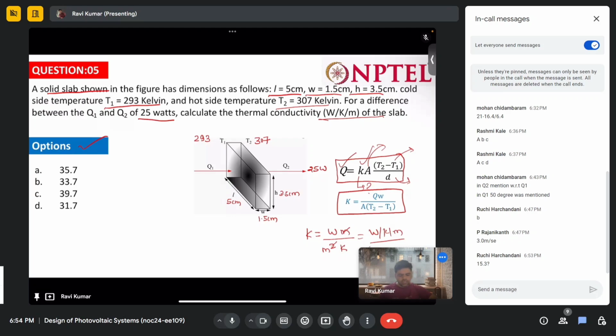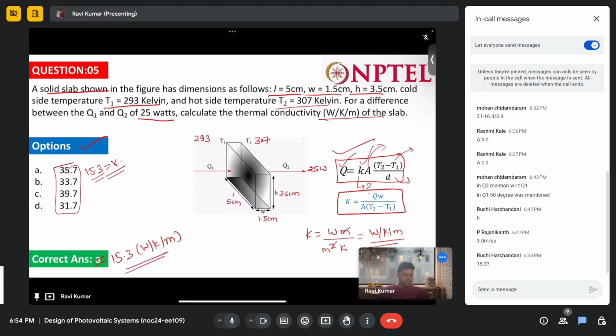Yes, I think there may be some error in these options. So I'm getting this 15.3 value of K using this formula directly. Yes. So the answer will be 15.3 and the unit will be watt per Kelvin per meter. Okay, let's move to the next question.